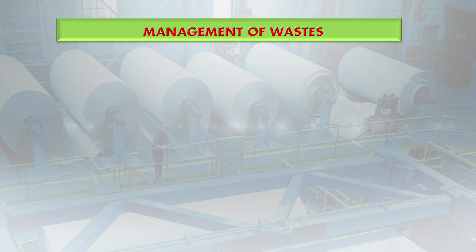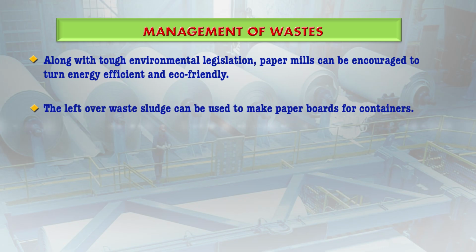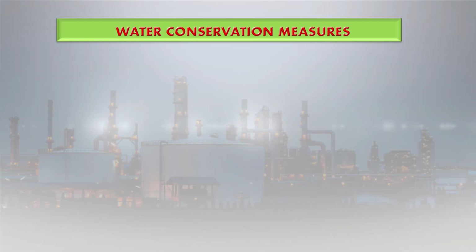Management of these wastes. Along with tough environmental legislation, the paper mills can be encouraged to turn energy efficient and also eco-friendly. The leftover waste sludge can be used to make paper boards for containers, and in the same way the clean water can be used in nearby agricultural fields, maybe for horticulture. Water conservation methods: these are some of the management practices that we are discussing now.